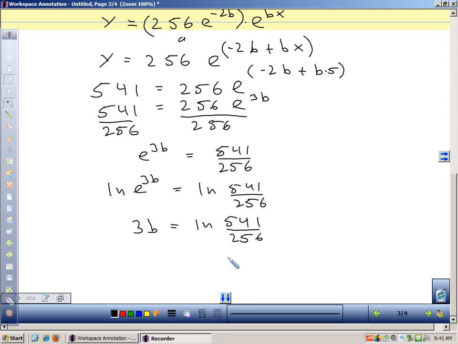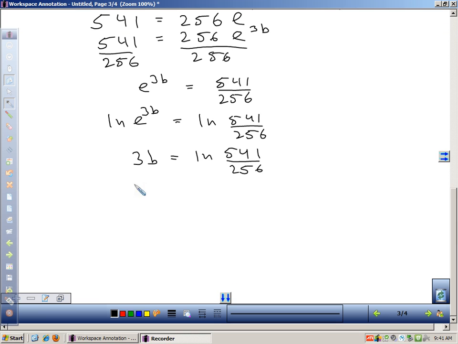And I can divide both sides by 3. So b, finally, you notice a lot of steps. b equals the natural log of 541 divided by 256, all divided by 3. And if I plug that into my calculator, just to get some numbers so I don't have to write this over and over, b is about 0.2494.